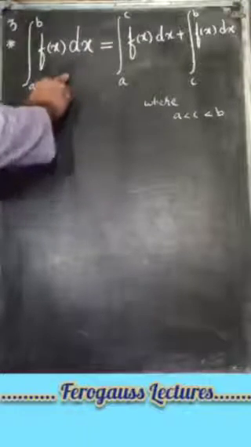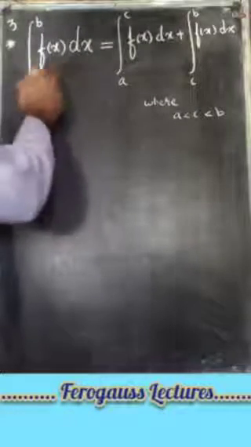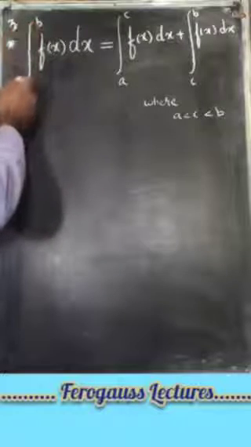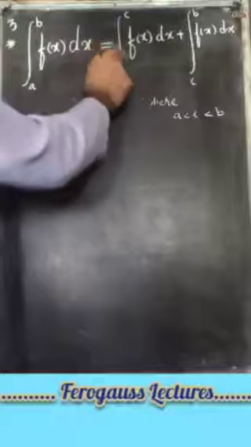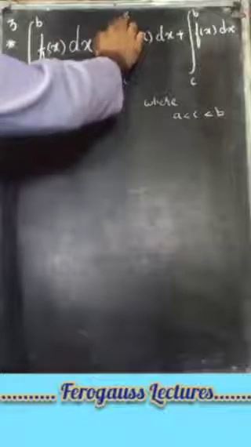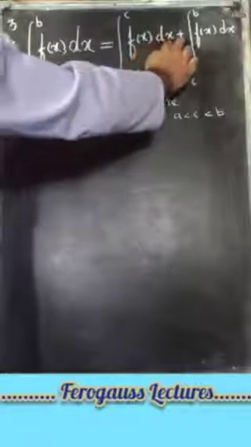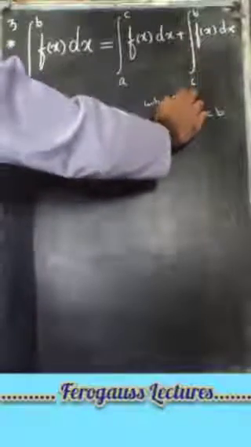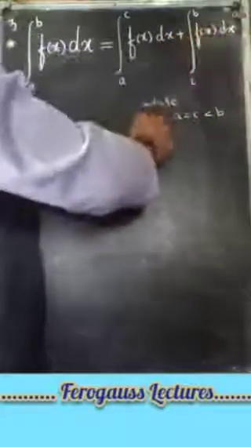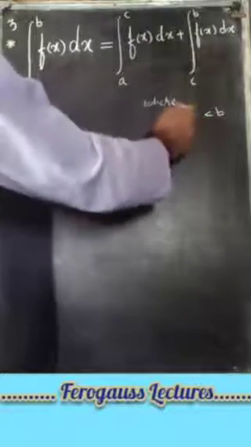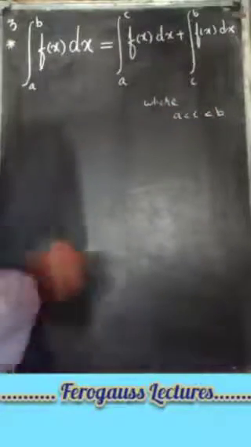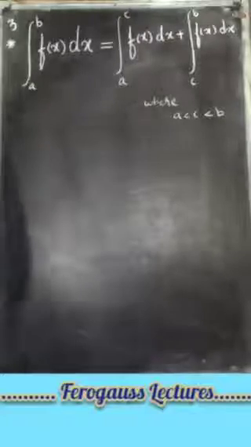Now let us discuss property number 3. This is property number 3 of definite integrals, that is integral from a to b f(x) dx is equal to integral from a to c f(x) dx plus integral from c to b f(x) dx, where c is a point between a and b. Let me explain it this way.